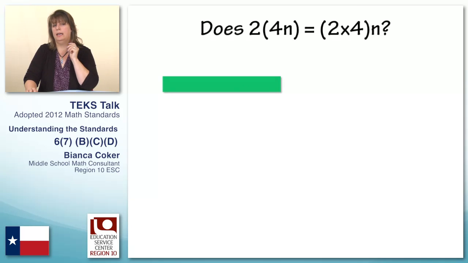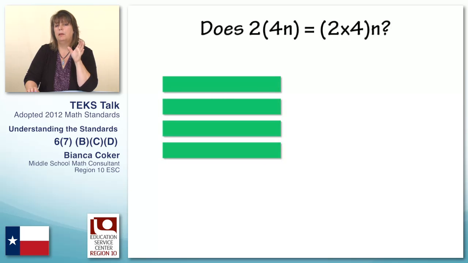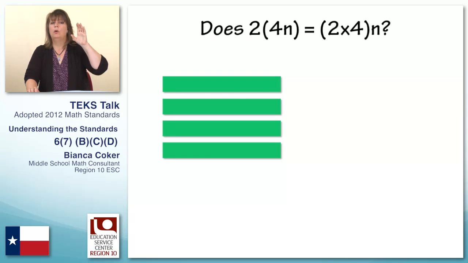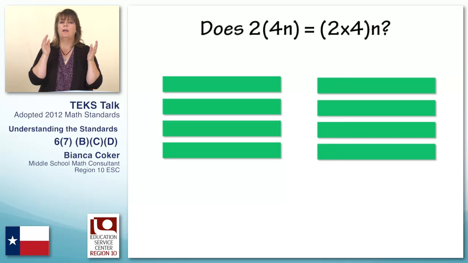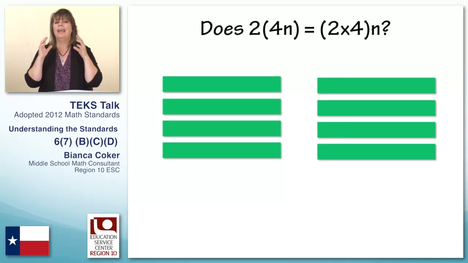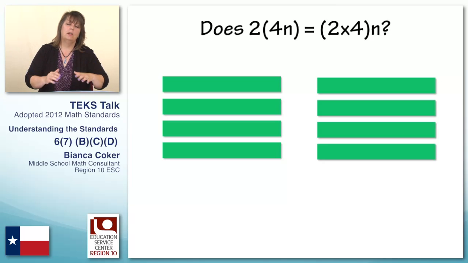We need 4n because that's the quantity we're multiplying together first, so I'll build 4 bars. Now, 2 sets of 4n means I'm going to have 2 of these. So here's our other stack of 4n. Together, I have 1, 2, 3, 4, 5, 6, 7, 8, n. Now, is that the same as saying 2 times 4, which is 8n? Well, yes, it is.